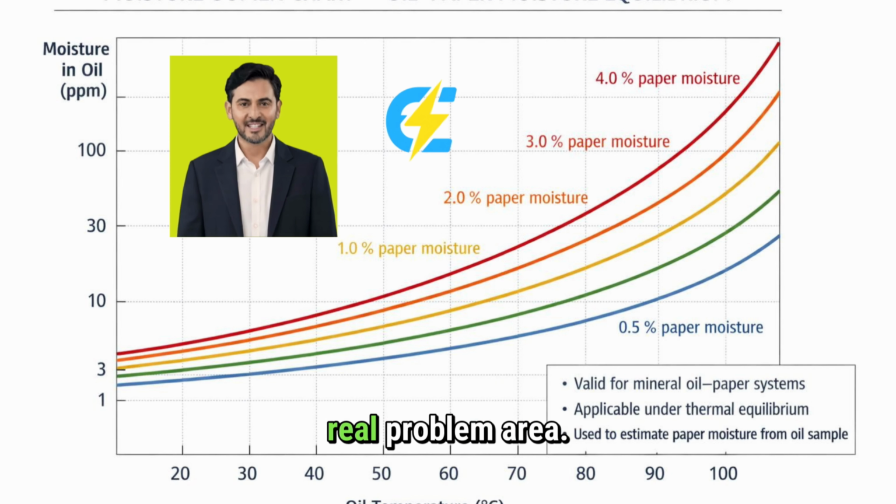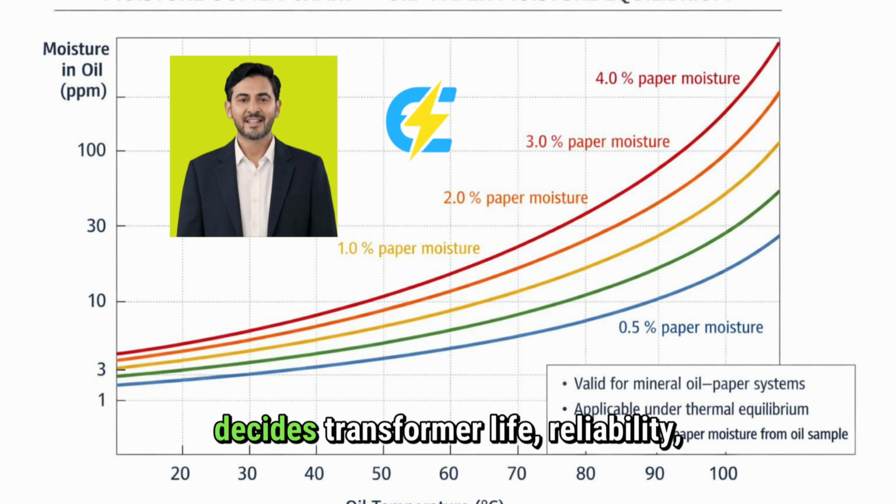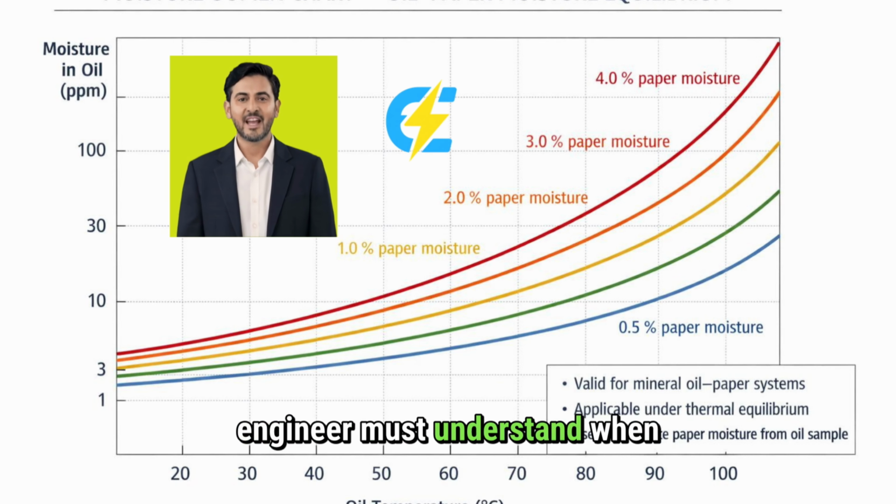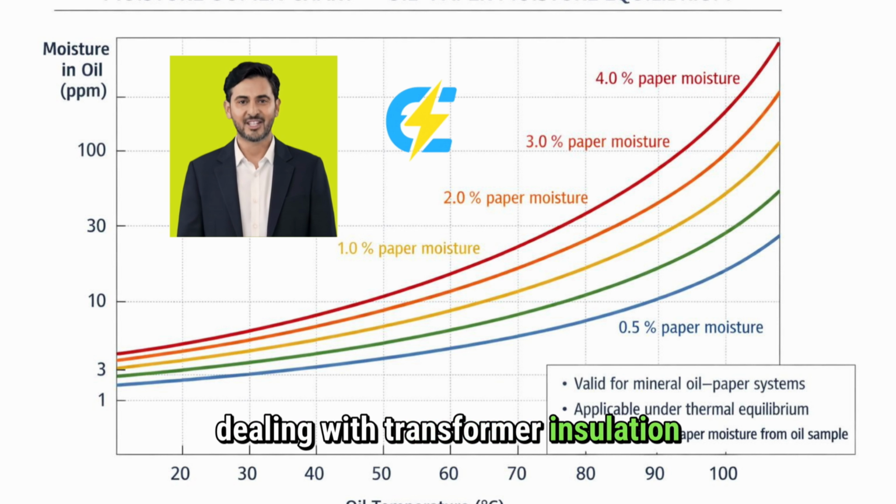Today we reach the real problem area, because oil is not the insulation, paper is, and moisture inside paper decides transformer life, reliability, and failure risk. This is the fundamental truth that every power engineer must understand when dealing with transformer insulation health.